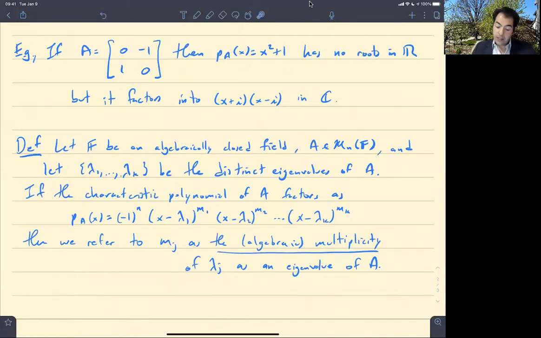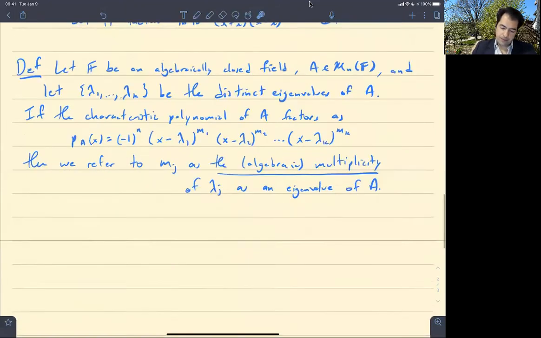Okay, so because this is a polynomial of degree n, we know that these powers have to add up to n. So the sum of the algebraic multiplicities is exactly n, right? So when you're looking at an n by n matrix, it has at most n distinct eigenvalues. And when you have k distinct eigenvalues, then each one of those comes with a multiplicity, and the sum of the multiplicities gives you n.